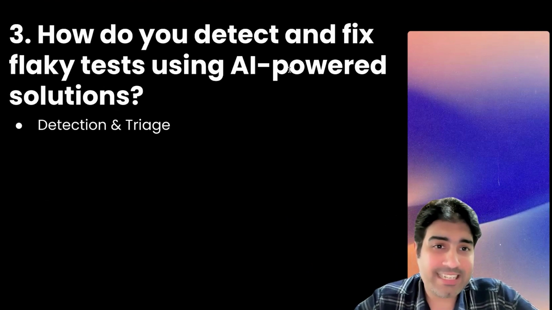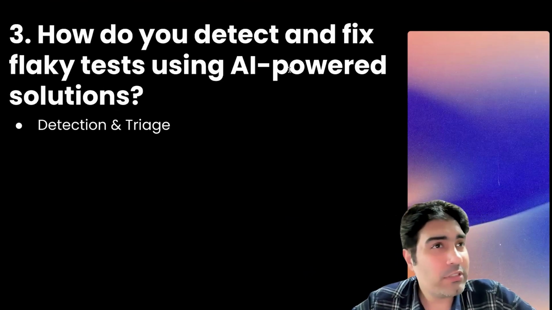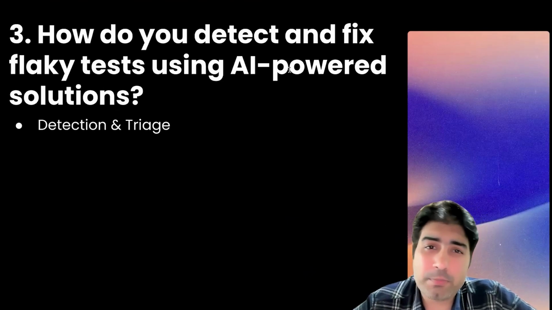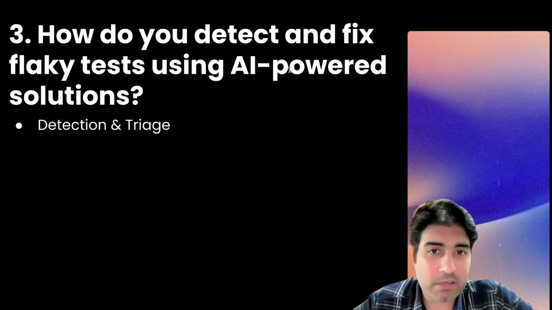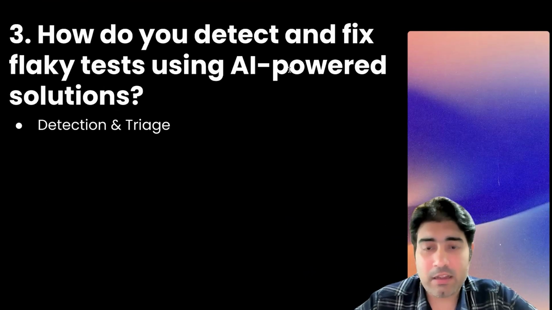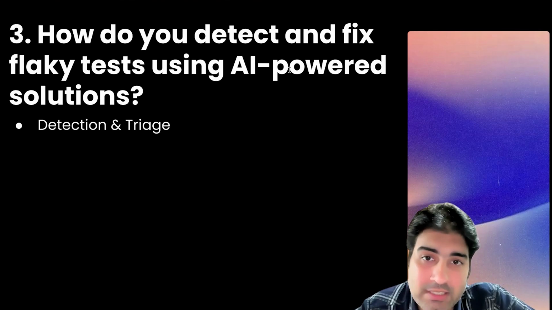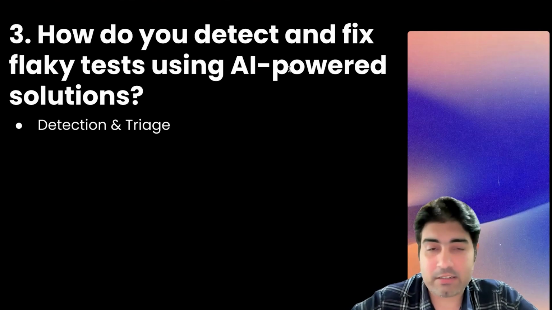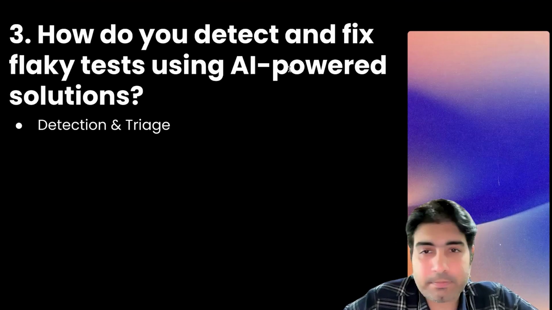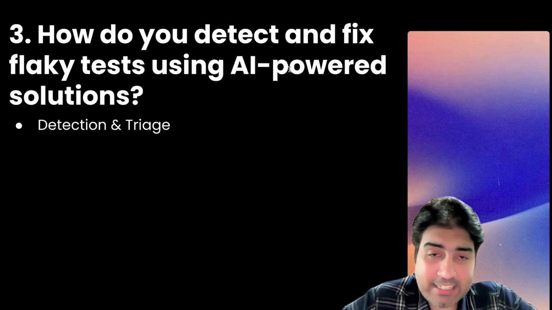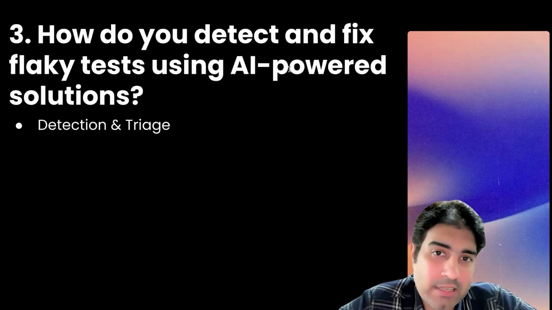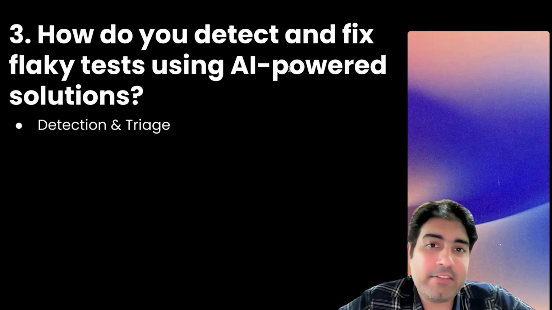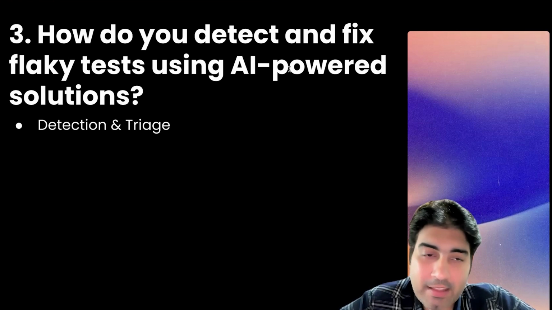So, talking about detection and triage, you can use the historical run data to build models of pass or fail patterns. Tools like Launchable, Testim, or several others, which use custom ML models, can calculate the failure probability and highlight the flakiness or the flaky candidates. AI can detect non-deterministic patterns and tests that fail intermittently without code changes.